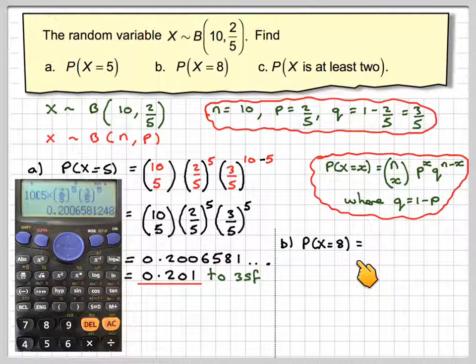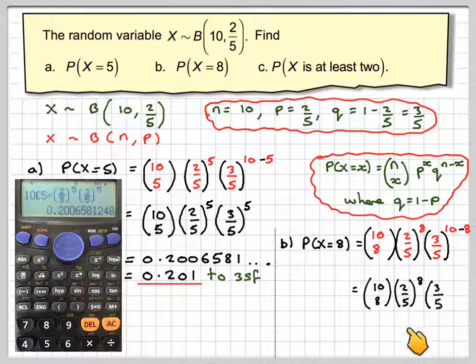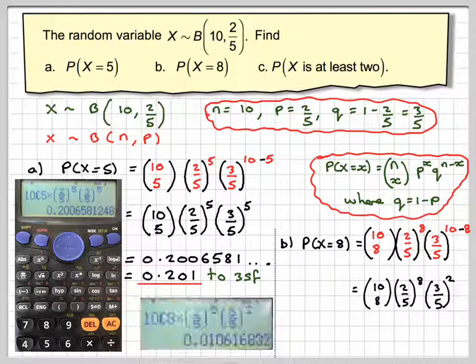B, the probability that x is equal to 8. So using this is going to be 10C8, 2/5 to the power of 8, 3/5 to the power of 10 minus 8. So that gives 10C8, 2/5 to the 8, 3/5 squared, 10 minus 8. Then on my calculator, same sort of 10C8. Now if you've already put it in once, then you can use the replay button to go back to edit the 5, the power here, and the power here. Okay, so that's another little thing that might save you a little bit of time in the exam. Once you set it up once in your calculator, you can go back and edit it.